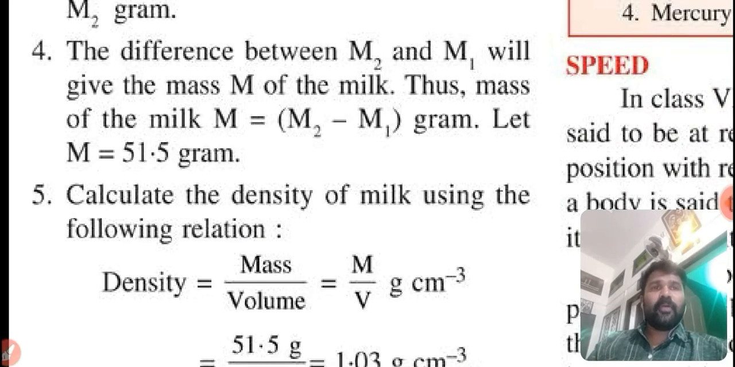Now suppose that m is equal to 51.5 gram. Now we are getting the mass 51.5 gram.